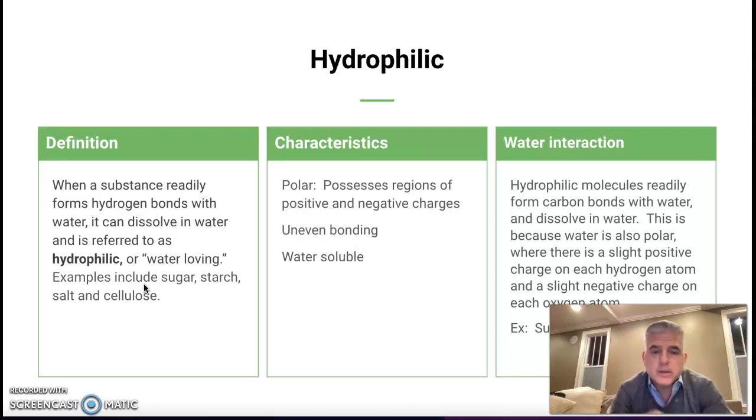The reason for this is water is also polar, where there's a slight positive charge on the hydrogen atoms and a slight negative charge on the oxygen atom. So water also has uneven bonding, and that's why you have a match with these water-loving molecules. I think a layman's example, an example that we see in everyday life would be when you dissolve sugar in your coffee. Coffee is primarily water. You want to sweeten it, you add sugar. That sugar easily dissolves in your coffee.